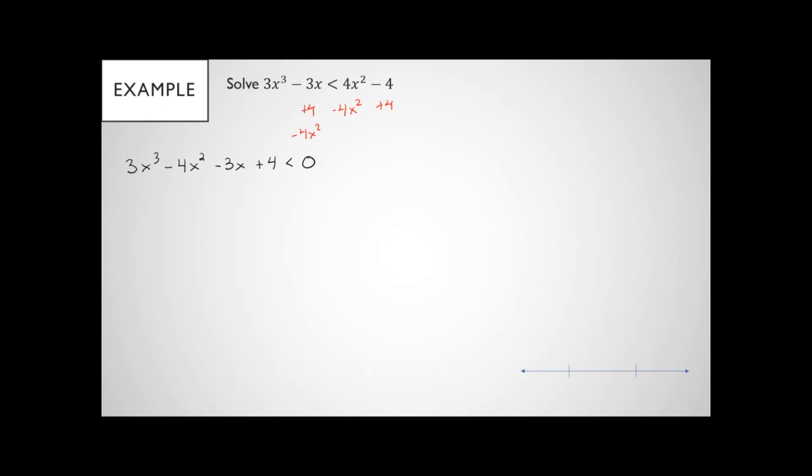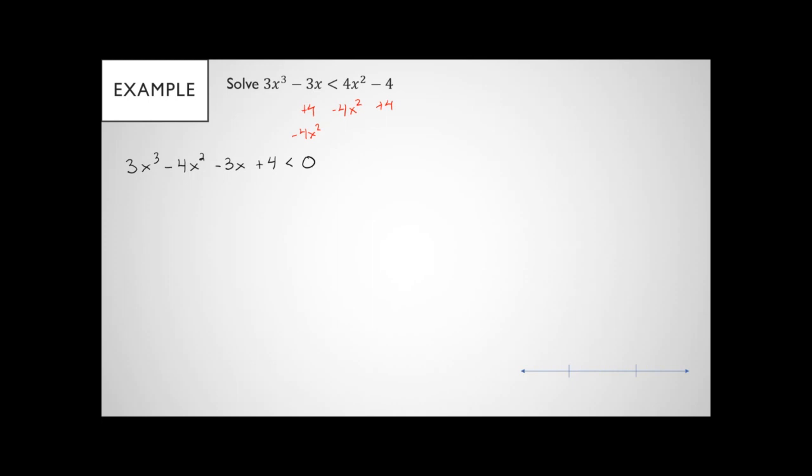So I just have to move everything. I could move it to the right side. I choose the left because that's traditionally what we do with inequalities. So I just moved everything to the left. Now we need to factor this. So this is something that we can factor by grouping.